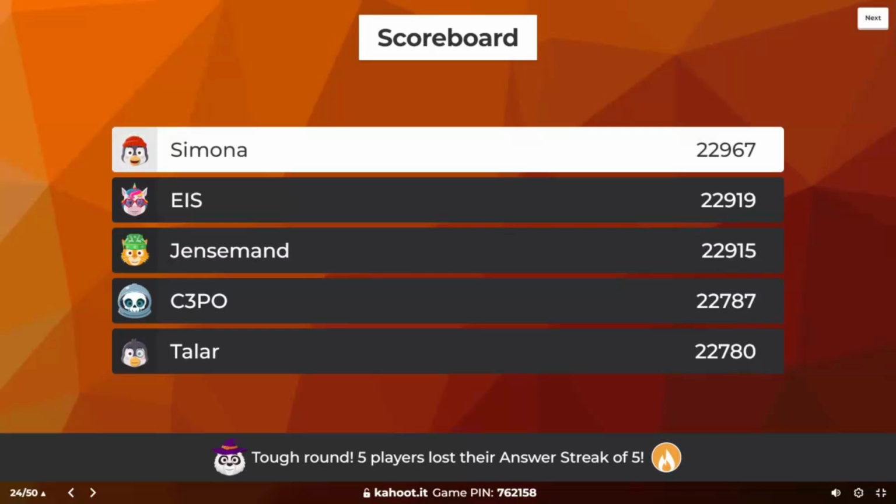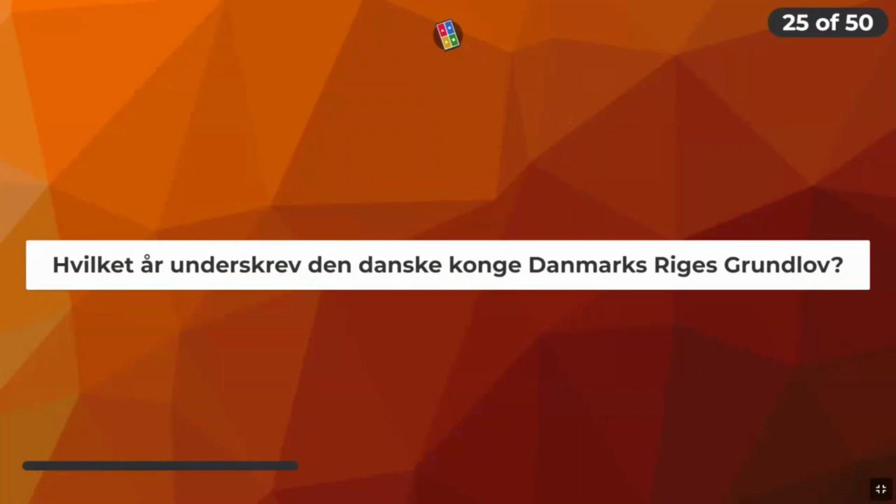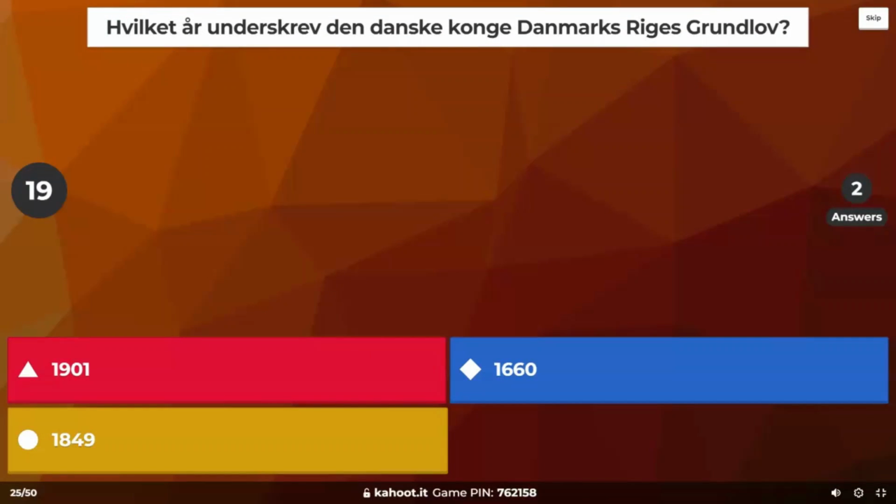I can't remember exactly what date this was, but sometime in the 1600s, there was a war between Denmark and Sweden. Denmark lost that war and had to give up some territory. So it was Skåne, Halland, Blekinge, and some Norwegian territory as well.